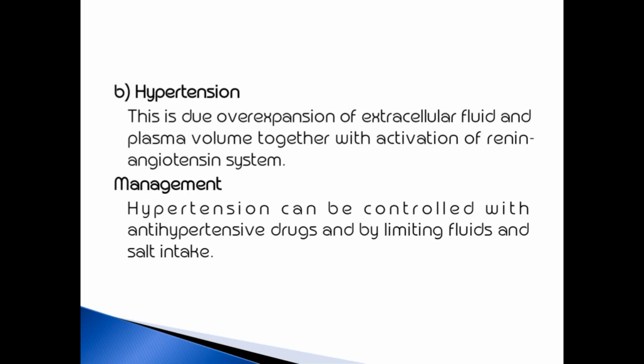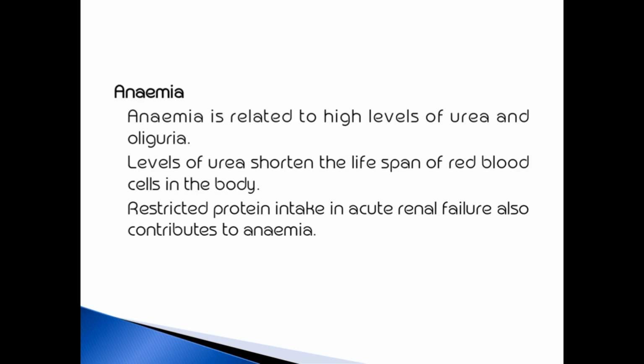Hypertension is a complication of renal failure. This is due to overexpansion of extracellular fluids and plasma volume together with activation of the RAS, which is the renin-angiotensin-aldosterone system. How are you going to manage hypertension? With the use of antihypertensive agents. So hypertension can be controlled with antihypertensive drugs and by limiting fluids and salt intake. That is how you are going to manage hypertension.